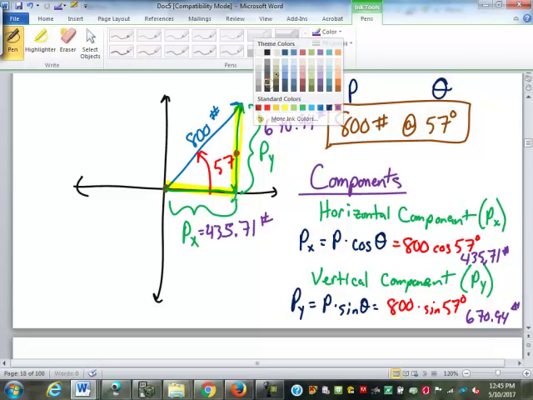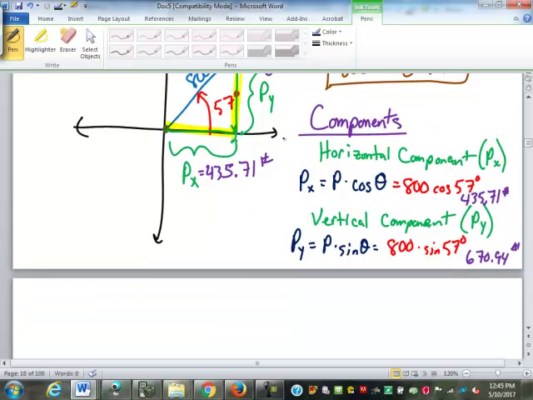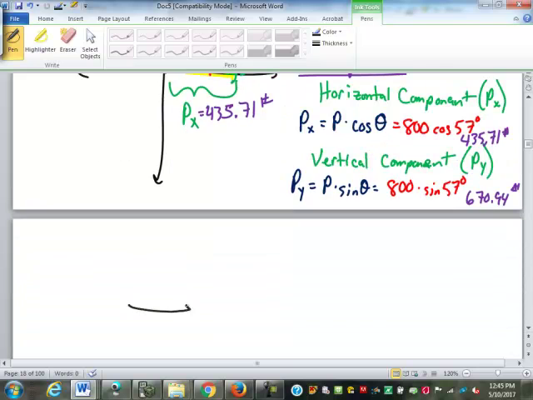Now as you're catching up, I'll just make a little side note here. You'll notice that forms a right triangle, like this. This was 800 pounds, right? That's the magnitude of our vector. This was 435.71 pounds. This was 670.94 pounds. Well, I can double check to make sure that's correct, because a squared plus b squared better equal c squared, right? Here's a right angle. Vertical and horizontal are always at right angles to each other.